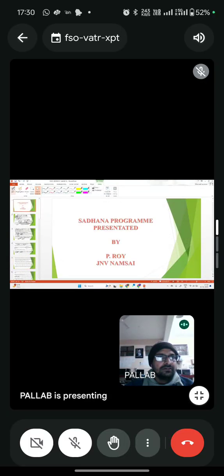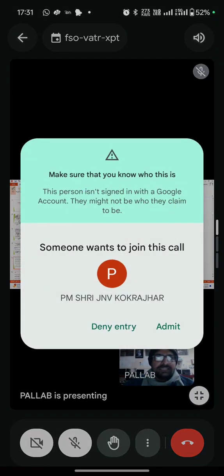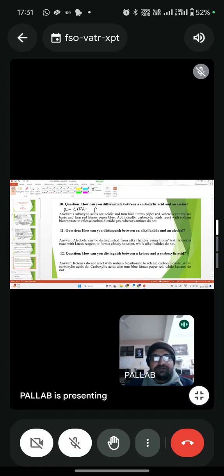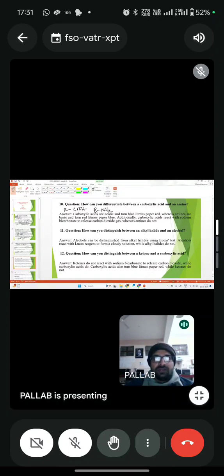Now we all know the carboxylic acid formula is RCOOH, and amine has the general formula RNH2. Carboxylic acid is an acid, and amine is basic in nature. Okay, so amine is basic in nature.